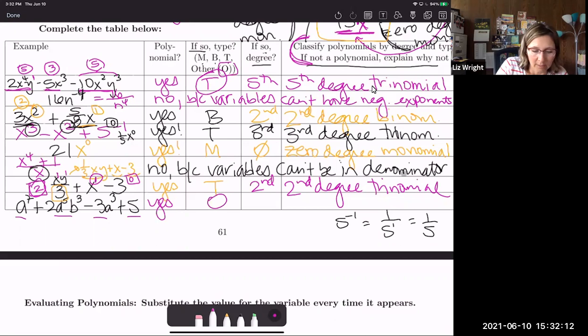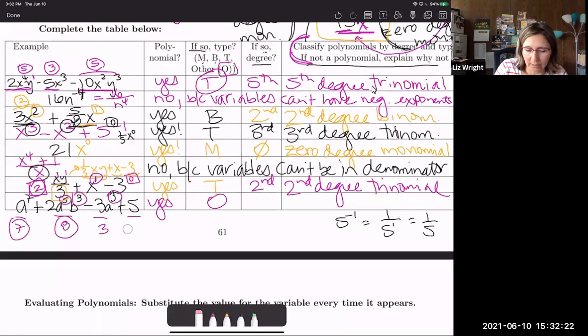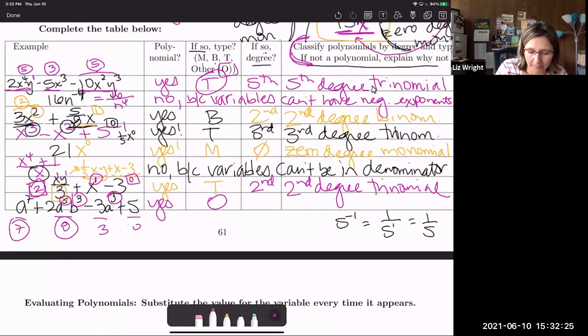What's the degree? Here's 7. Here's 8, because we're taking 5 and 3. Here's a third. And here's not x, I don't know why I wrote x. And here's a 0. So here's my 8. So we just say an 8th degree other polynomial.